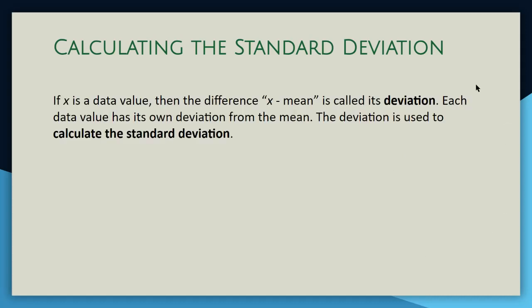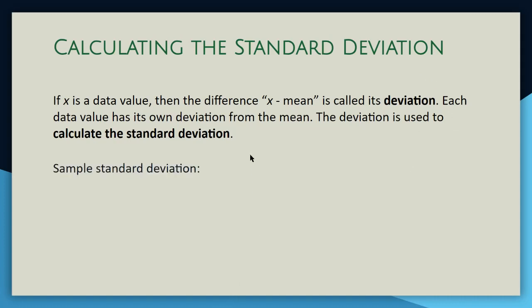So calculating the standard deviation, if x represents a data value, then the difference between that data value x and the mean is called its deviation. Each data value has its own deviation because each data value has a different distance from the mean. That deviation for each data value is used to calculate the standard deviation for the entire data set. So standard deviation is based on this idea of an average deviation for each of those data values in the data set.